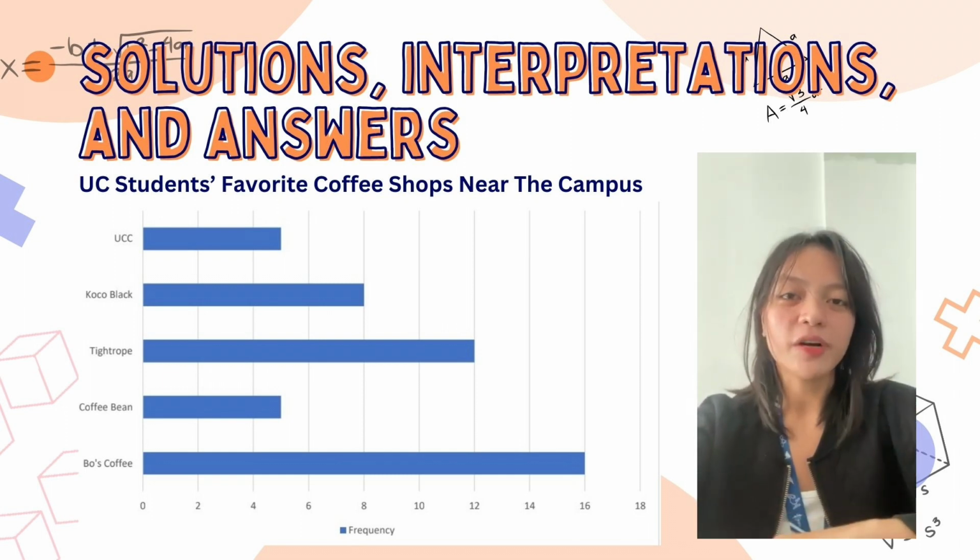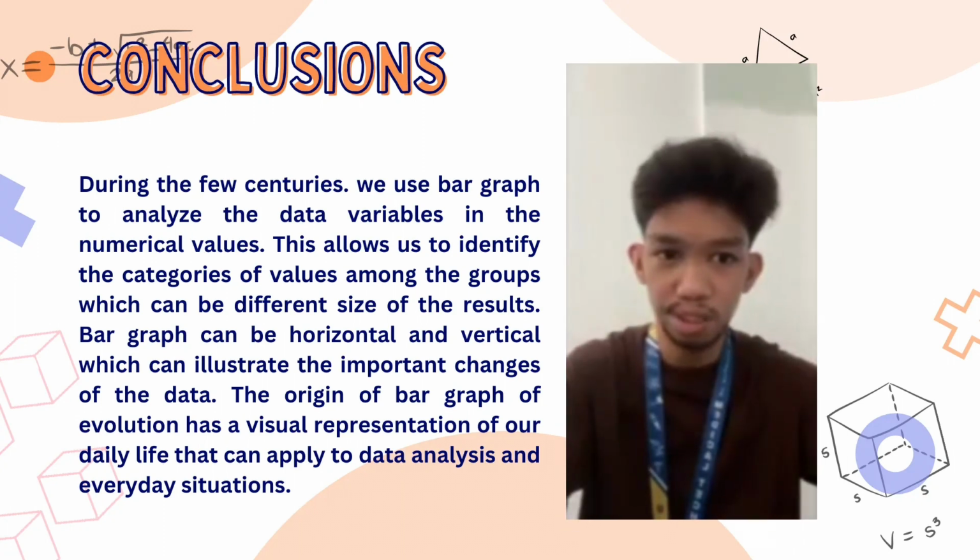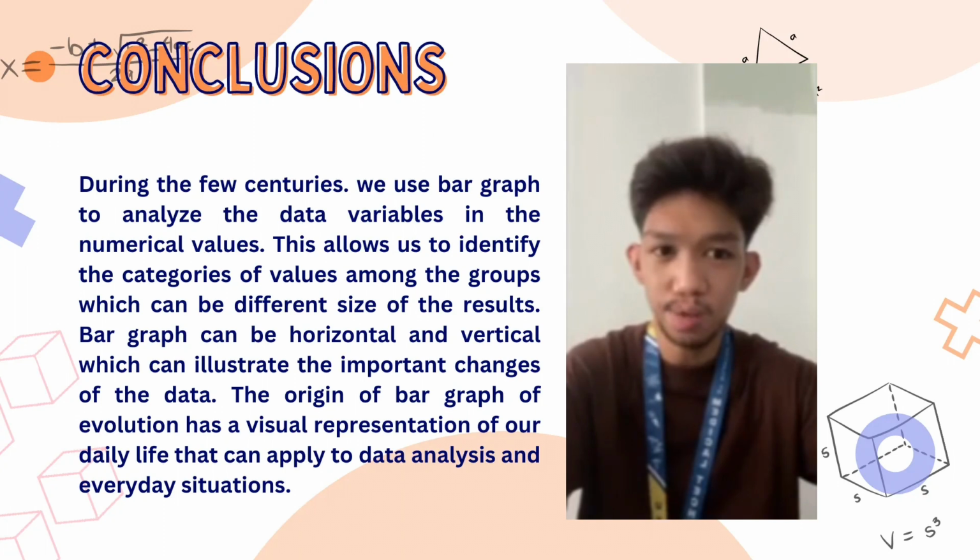So the data from the bar graph suggests that the most preferred coffee shop by UC students is Bo's Coffee, while the least preferred coffee shops are UCC and Coffee Bean. Bar graph can be horizontal or vertical. This can be illustrated before consideration of the data. The bar graph, from its origin and definition, is a visual representation of our daily lives. This can apply to our data analysis and everyday situations.